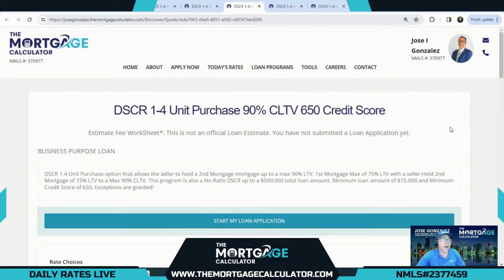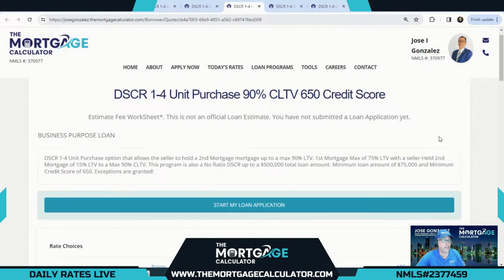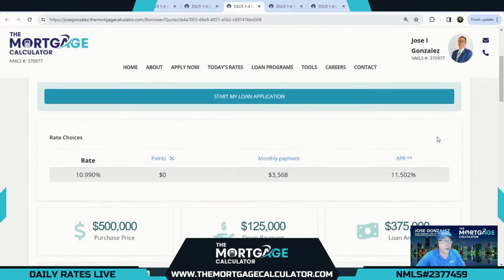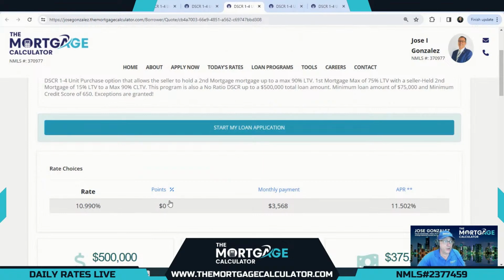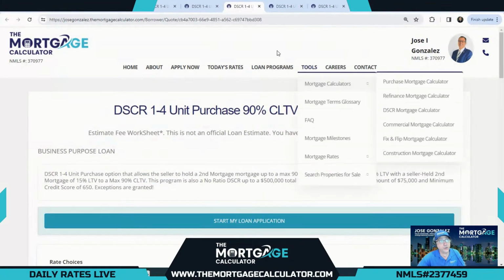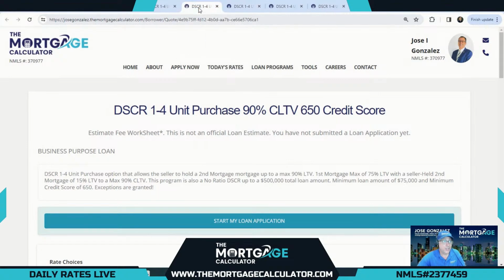Pretty cool. So now showing you options at the bottom end of the range, right? 650 is the lowest score at which I can still pull rates without having to call for off-sheet pricing, right? So in this case right here, our par rate, right, no loan discount, is 10.99%. That's a very good option because remember what we're doing here, 90% CLTV, 650 credit score, DSCR purchase. That's a mouthful. 10.99 is our rate at par with our 650 credit score.